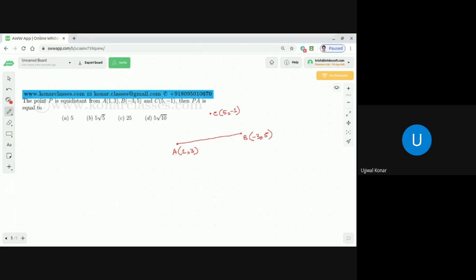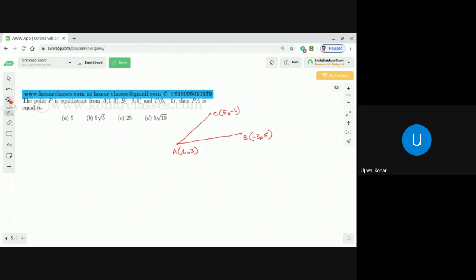So now, if a point is equidistant from all these 3 points, what does it mean? If we find the perpendicular bisector of AB and the perpendicular bisector of AC, they will intersect. Correct, no? So let me draw the AC also.